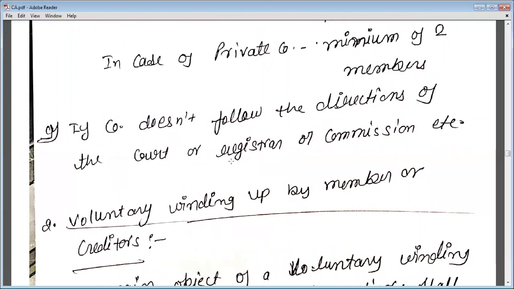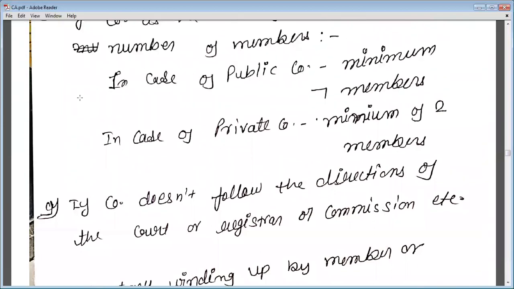If the company doesn't follow the directions of the court or the registrar of the commission, if it doesn't follow the direction given by the court or any registrar of the commission, then in that case also the court or any law can give you the order to wind up your company.